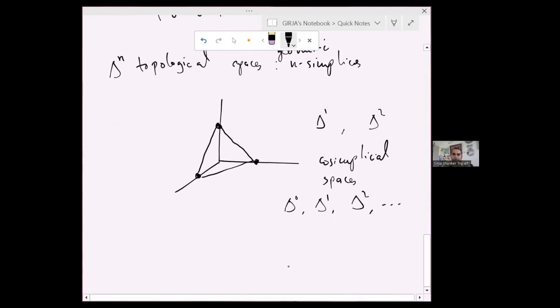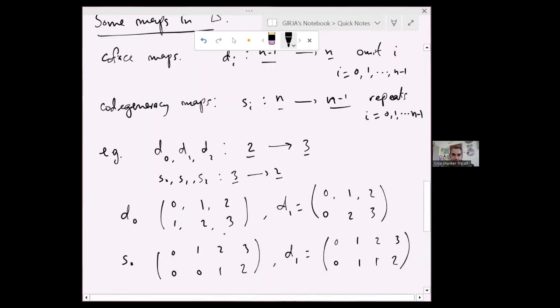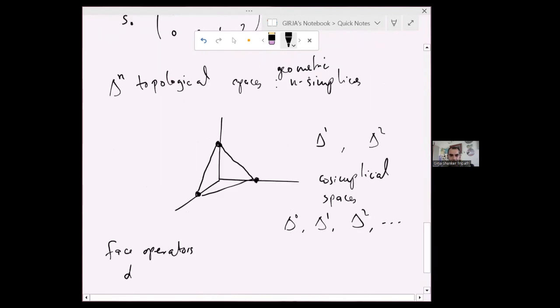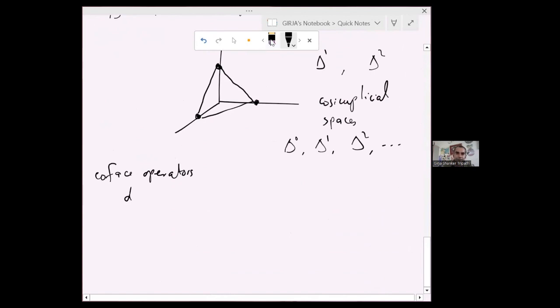And then let's look at degeneracies. It's possible I have changed the directions, but let's see. So, face operators, so these are coface maps. This would give you the maps in the same directions. So here we call them coface maps.